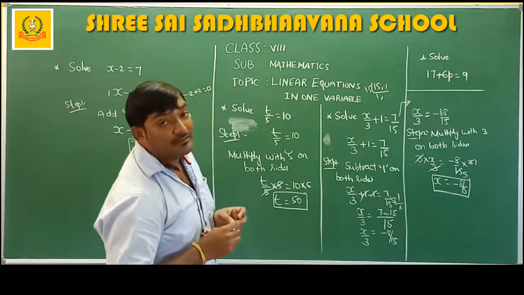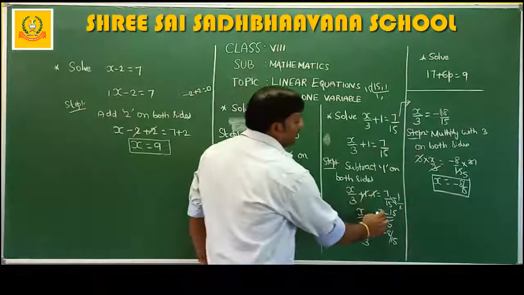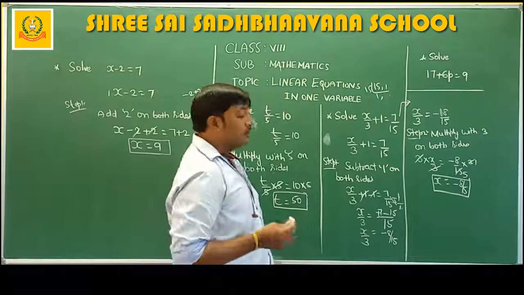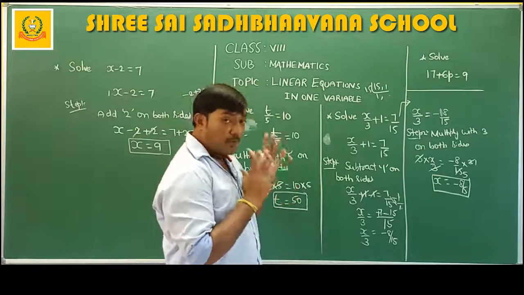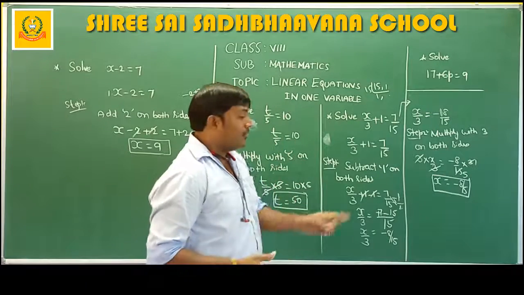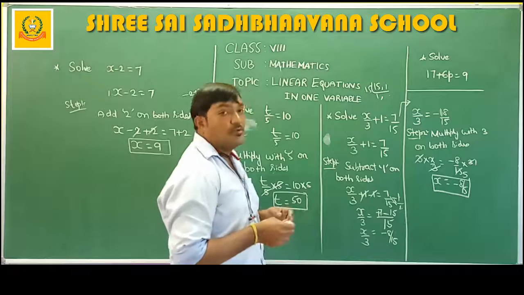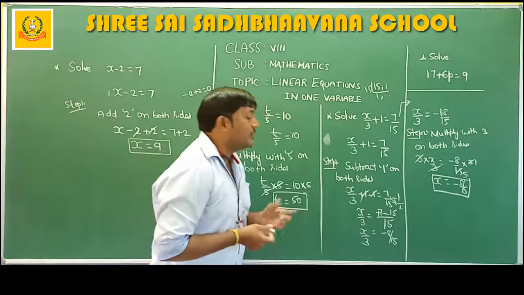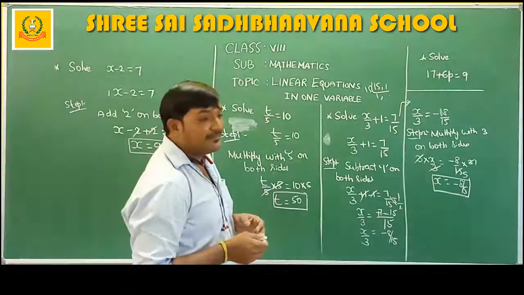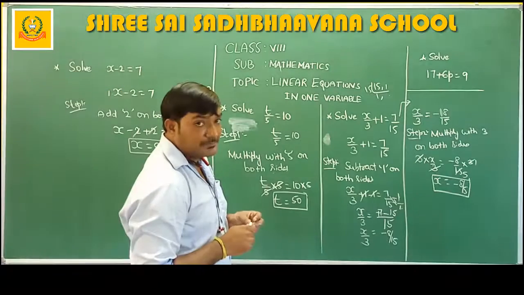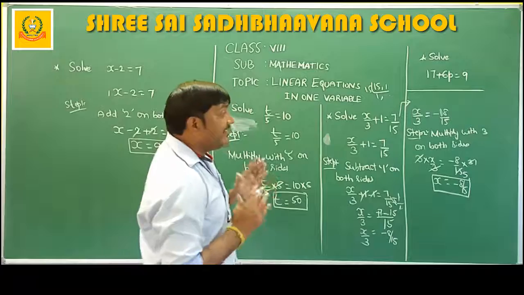Okay? What is 7 minus 15? Because 7 is the smaller number and 15 is the higher number, obviously. When you subtract a higher number from a lower number, you should take the sign of the greater number, which is minus, and 15 minus 7 is 8. So minus 8 by 15 is your x by 3. Got it? So now we need the x value.